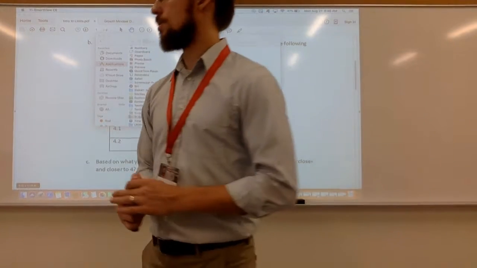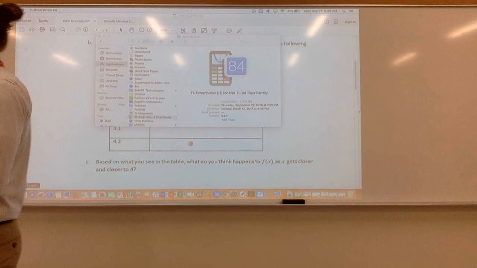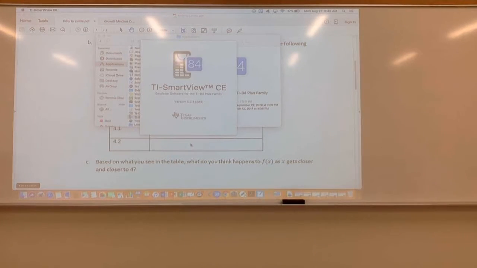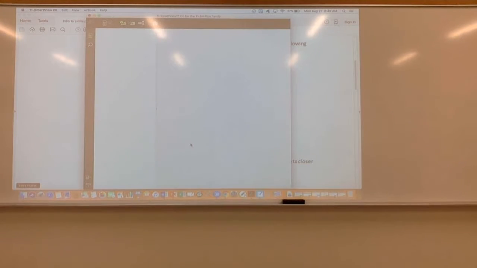So I guess as a little aside here, how are you guys doing this? How are you figuring out each of these values? Are you typing in the whole function every single time? Okay, good.